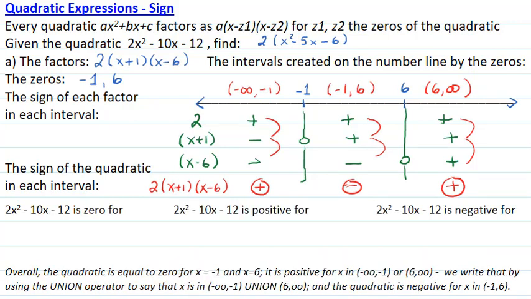Overall, the quadratic is equal to 0 when x is equal to negative 1 or x equal to 6. The quadratic is positive in the intervals negative infinity to negative 1 and the interval 6 to infinity. And we write that x is in the intervals negative infinity to negative 1 union 6 to infinity. This is the symbol U that is read as a union, and it is negative in the interval negative 1 comma 6.